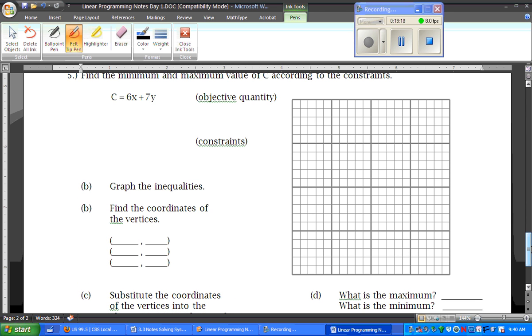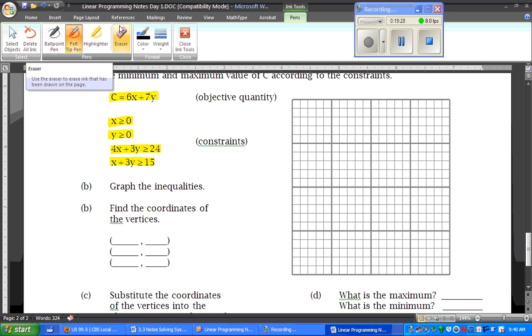Last problem. One more time, my objective quantity is the equation at the top. My constraints are all of the inequalities. I'm going to go over and put my y-axis on the left, my x-axis down at the bottom.